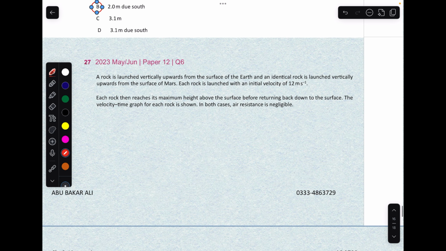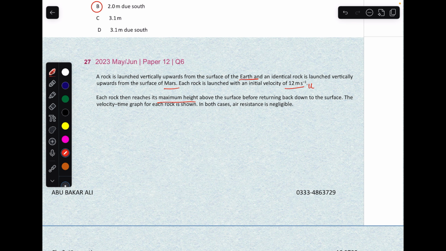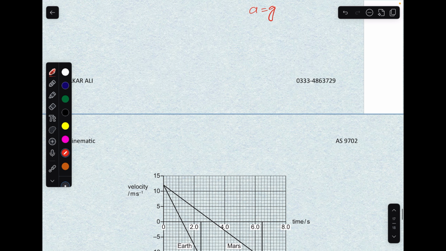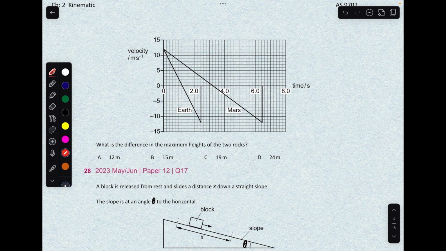In the next question, a rock is launched vertically upward from the surface of the Earth, and an identical rock is launched vertically upward from the surface of Mars. So we have Mars, we have the Earth. Each rock is launched with this initial velocity. Each rock then reaches its maximum height above the surface before returning to the surface. The velocity time graph for each is shown. In both cases, air resistance is negligible. It means a is equal to g. This is the graph we have. What is the difference in the maximum height of the two rocks?